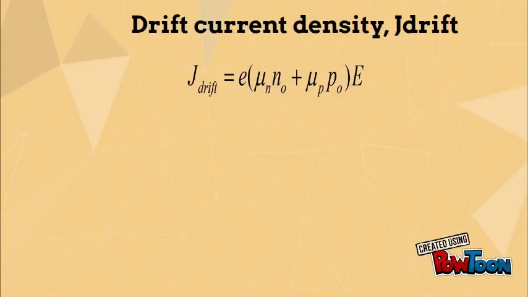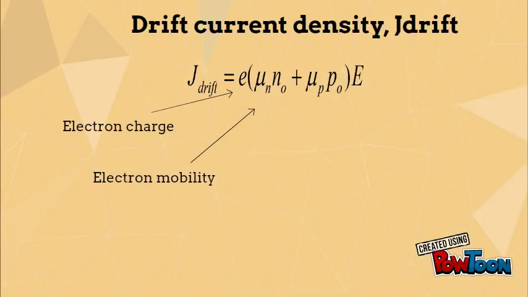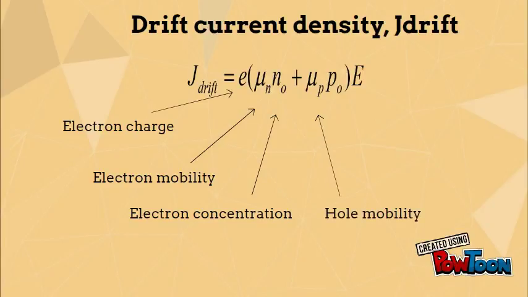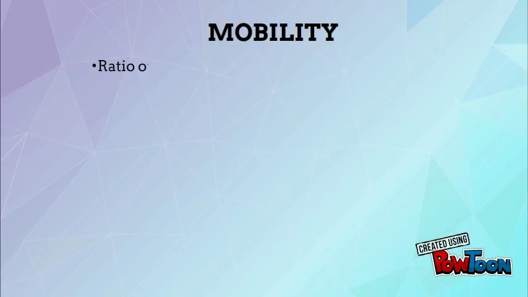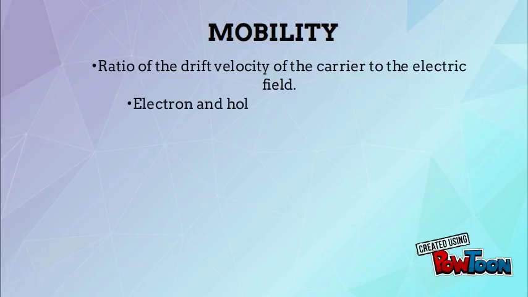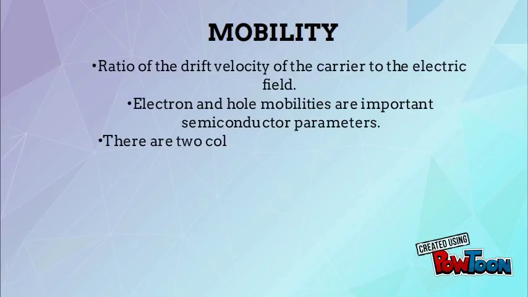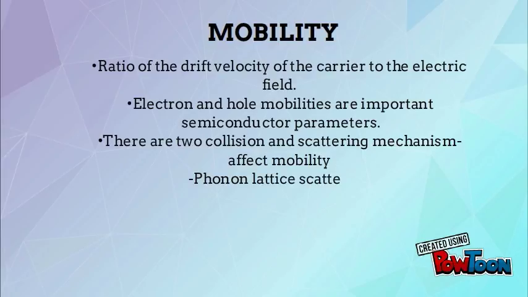The drift current density formula consists of electron charge, electron mobility, electron concentration, hole mobility, hole concentration, and finally electric field. Mobility is the ratio of the drift velocity of the carrier to the electric field. Electron and hole mobilities are important semiconductor parameters. Two collision and scattering mechanisms affect mobility: phonon lattice scattering and ionized impurity scattering.